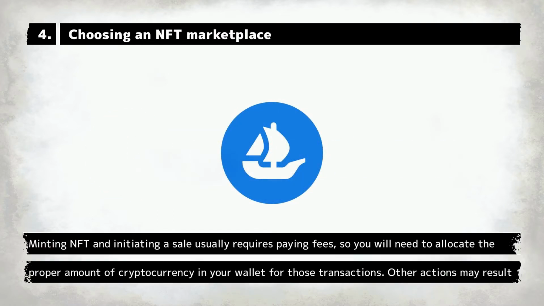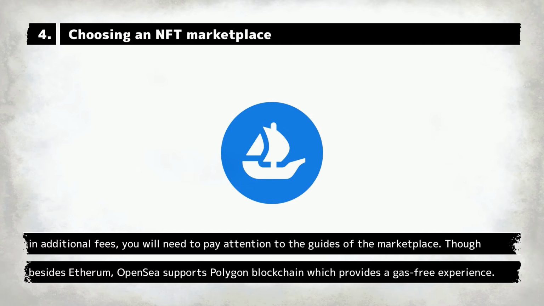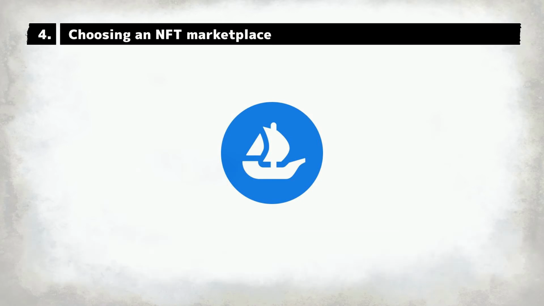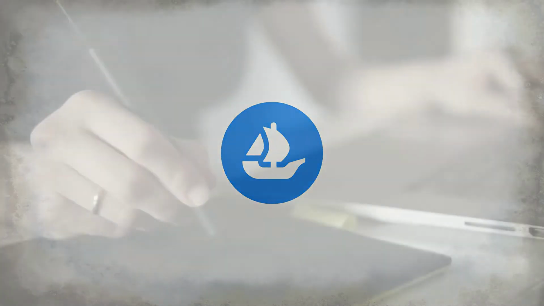Minting an NFT and initiating a sale usually requires paying fees. So you will need to allocate the proper amount of cryptocurrency in your wallet for those transactions. Other actions may result in additional fees. You will need to pay attention to the guides of the marketplace. Though besides Ethereum, OpenSea supports Polygon blockchain, which provides a gas-free experience. You can find the link in the description.